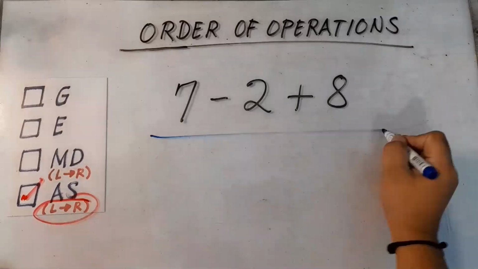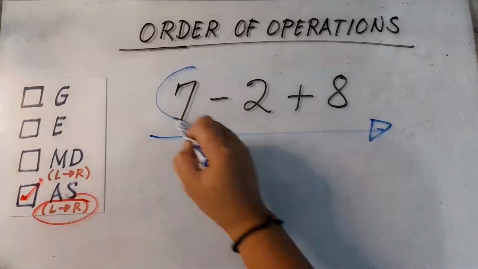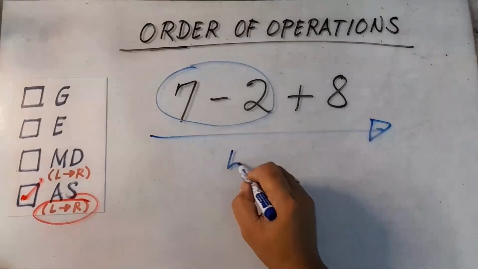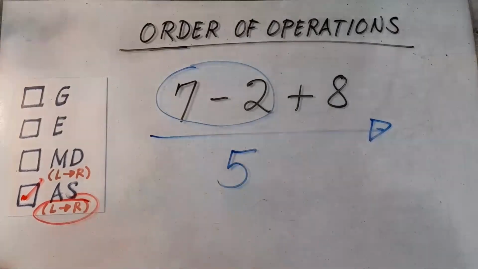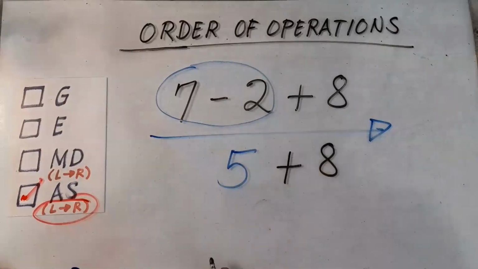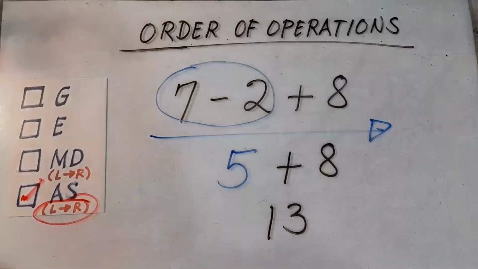Pag tinignan natin yan, from left to right, ang uunahin natin ay yung 7 minus 2. And what is 7 minus 2? 7 minus 2 is 5. Then, that's the time we can perform addition with 8. So, 5 plus 8 will be 13. Okay? So, that's how you follow the order of operations.